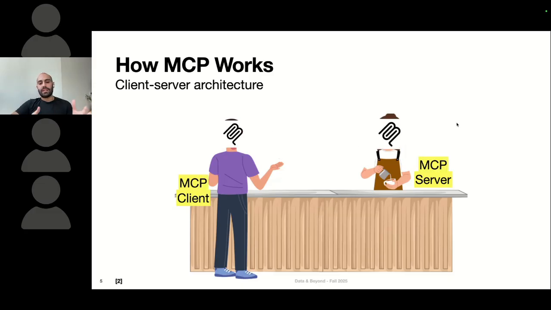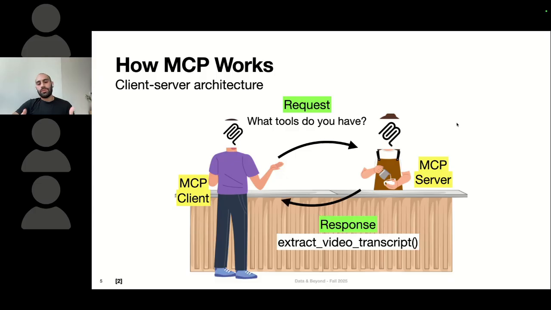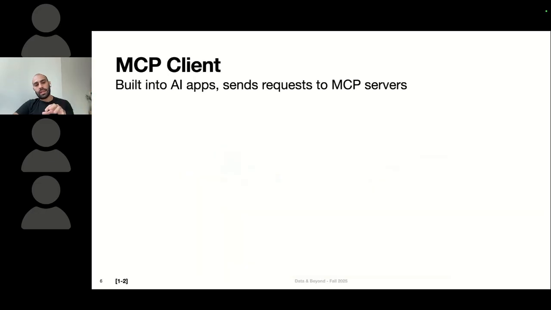But instead of a client at a coffee shop and a server behind the counter, you will have an MCP client and an MCP server. So the MCP client will send a request to the server, and this will be something like, "What tools do you have available?" And then the MCP server will just send back a response with a list of whatever tools it has. Okay, so this is a high level overview of how MCP works. Now I want to dive into each of these two components, the client and the server.